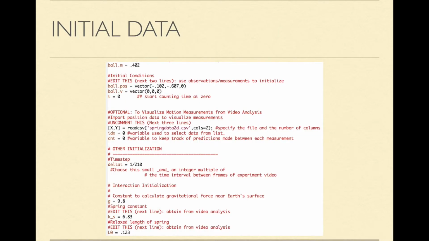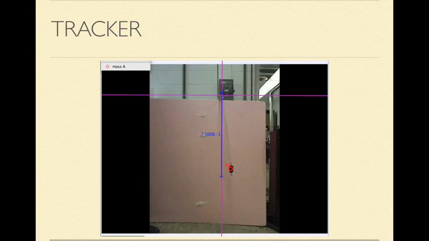I initialize this program with given data. The spring constant K is 6.83 newtons per meter. The relaxed length of the spring is 0.123 meters. The mass of the weight is 0.402 kilograms, and one time step is 1/210th of a second. I found the spring's initial position vector to be negative 0.102, negative 0.607, 0 meters by using Tracker.